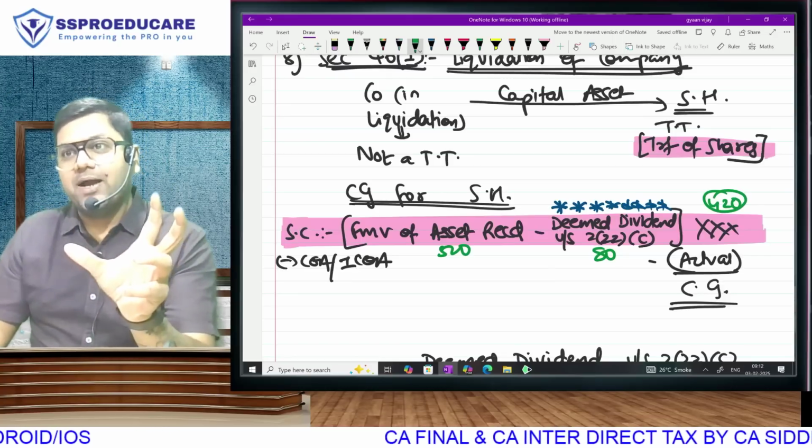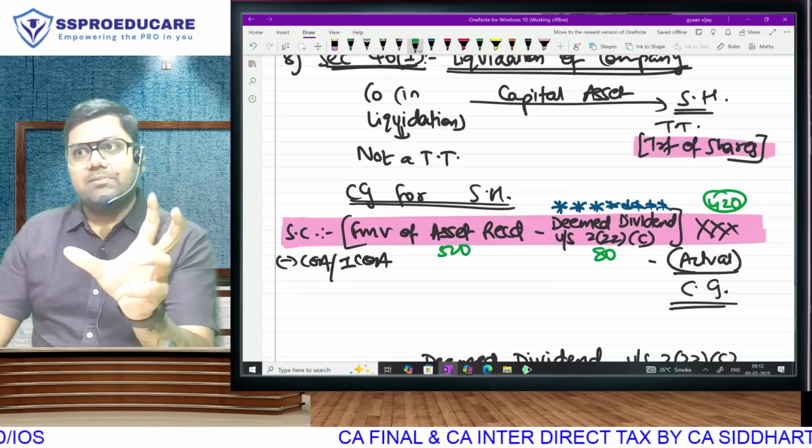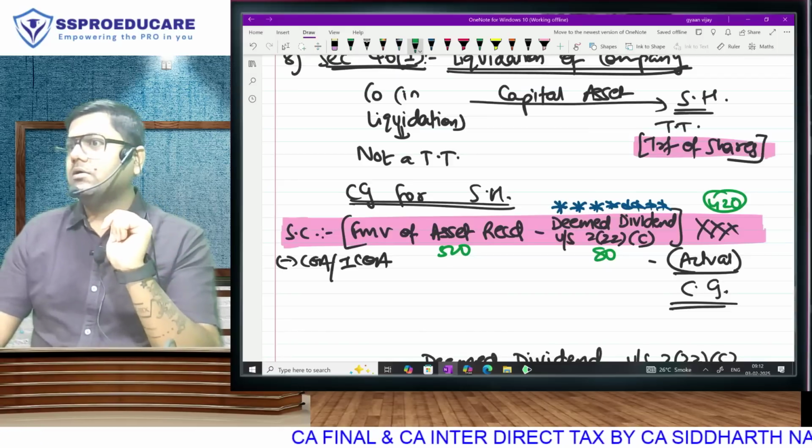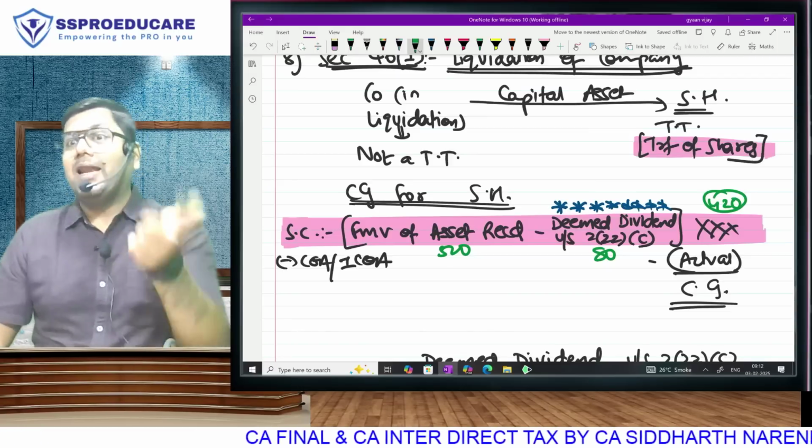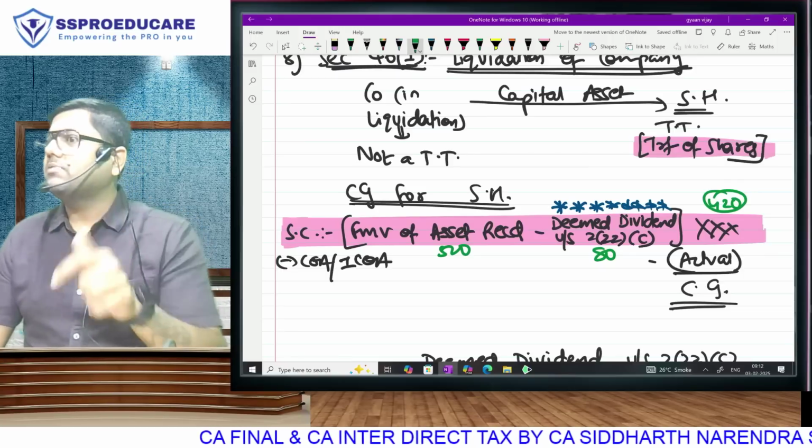So how much is the profit part? 80 lakh. That will be taxable, can I? Yes, under IFOS. The balance will also be taxable as selling price of your shares.